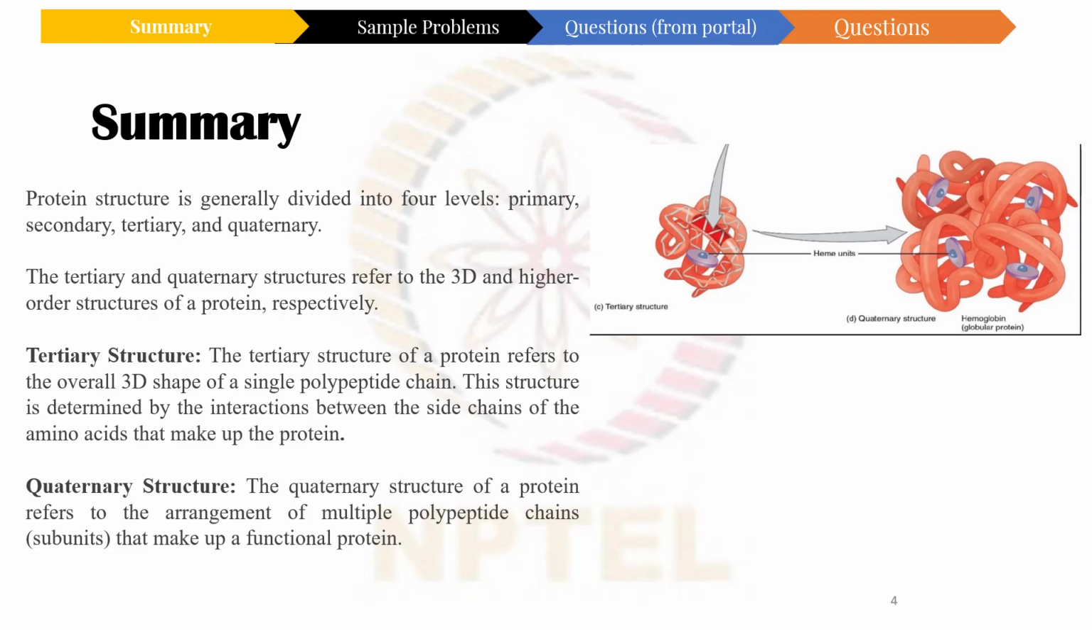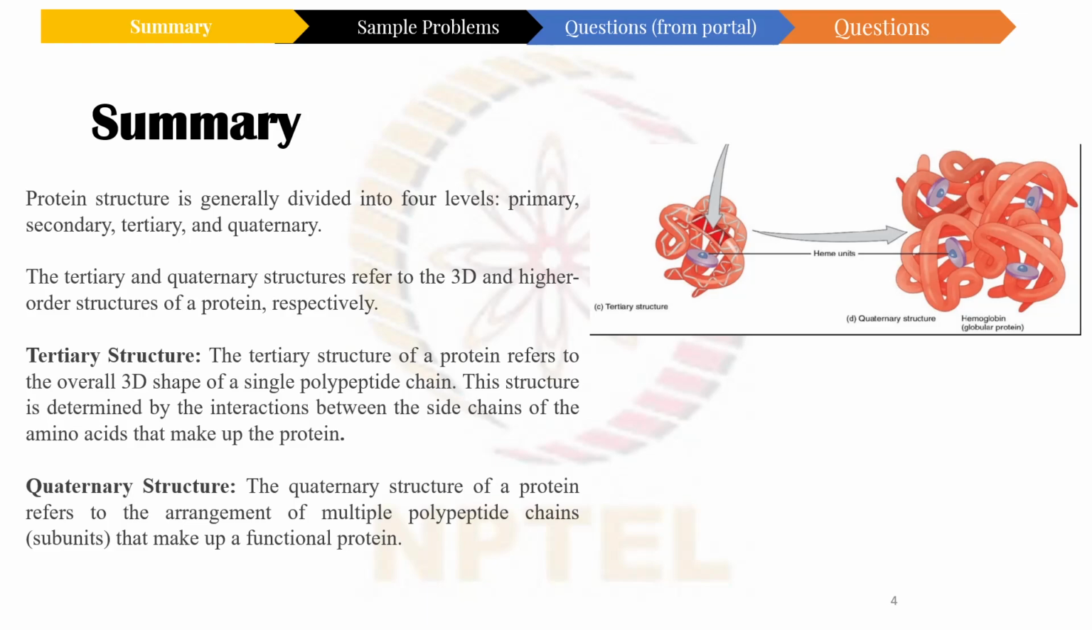Protein structure is generally divided into four levels. As we know, primary structure, secondary, tertiary and quaternary structure, wherein tertiary and quaternary structures refer to the 3D and higher order structures of protein.